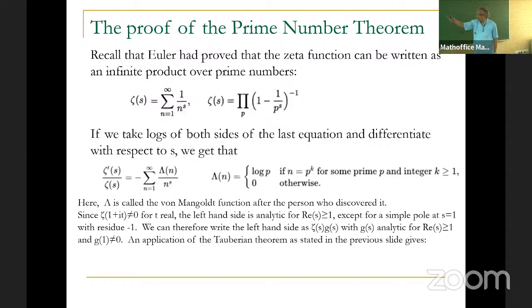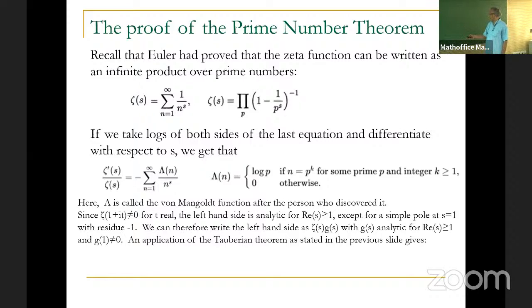And since the zeta function does not vanish on the line real s equals 1, the left-hand side is analytic for real s bigger than or equal to 1, except, of course, at s equals 1 where it has a pole. So it's perfect, and these coefficients are non-negative.